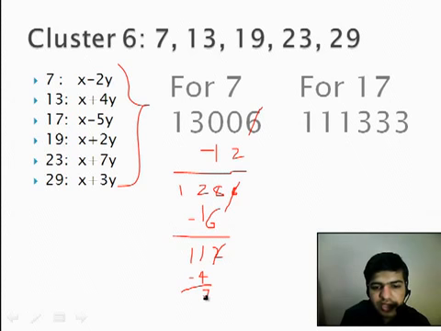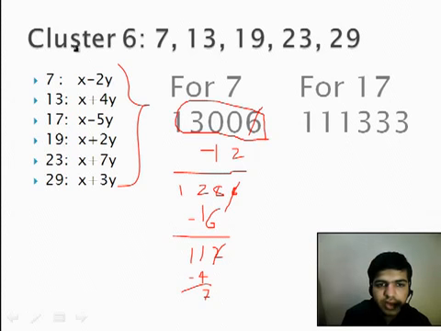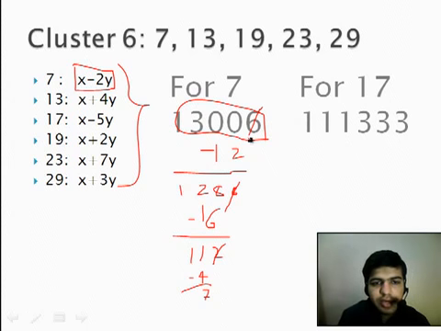If this last digit that we get is 7 or 0 or any multiple of 7, that is 14, 21, then this entire number 13006 is a multiple of 7. That's why I've named this rule as x minus 2y. The entire number is x. We take the last digit 6, we multiply it by 2 and subtract from the remaining number. Similarly, in the case of 17, we'll multiply the last digit by 5.